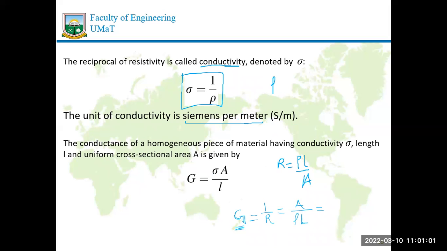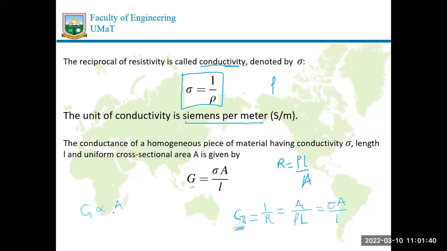Our conductance is 1 over R. But we know that 1 over rho is our conductivity. So our conductivity times the area divided by the length gives us our conductance, G. Here we can say that conductance, G, for any given material, meaning if I select a particular material, is directly proportional to the area.